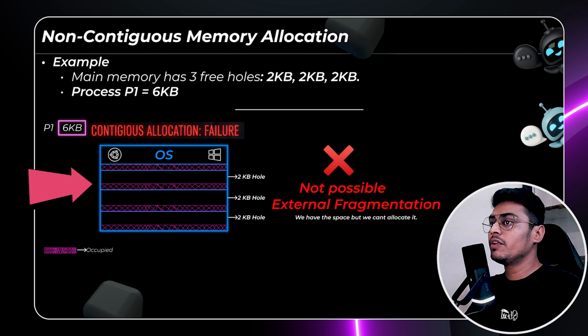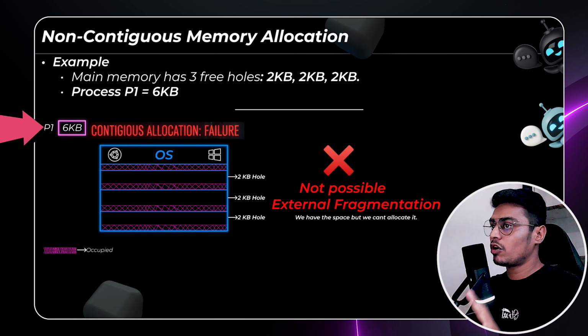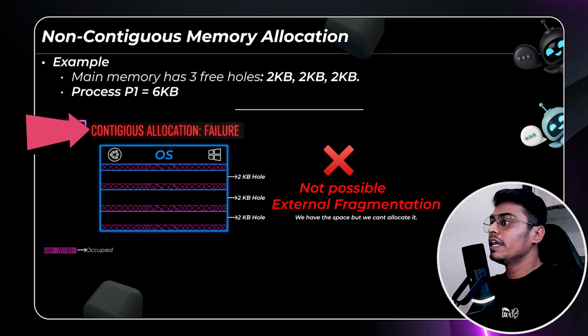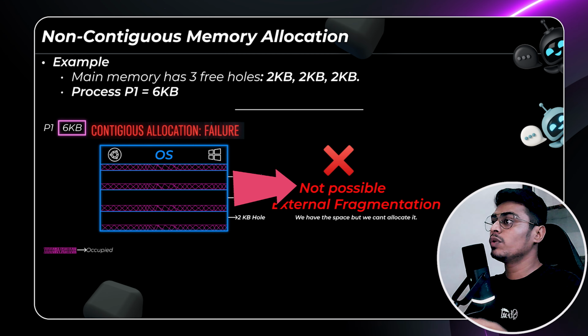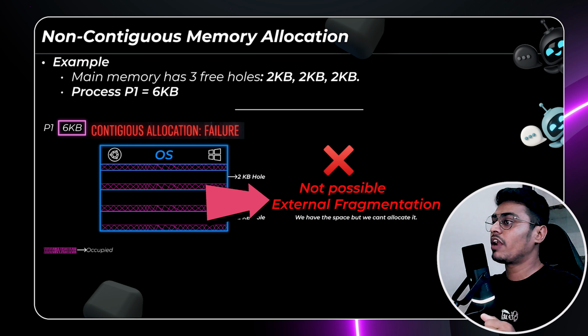Suppose we have main memory with 3 available holes of 2 KB, 2 KB and 2 KB each. Now if a process P1 arrives with a size of 6 KB, let's see what happens in both allocation schemes. In contiguous memory allocation, we cannot accommodate this 6 KB process because we don't have a single continuous block of 6 KB available. The fundamental rule in contiguous allocation is that if a process arrives, it must fit completely in one location. We cannot divide the process and place it in different locations. This leads to what we call external fragmentation. We have enough total free space, but it's not continuous, so we cannot use it.